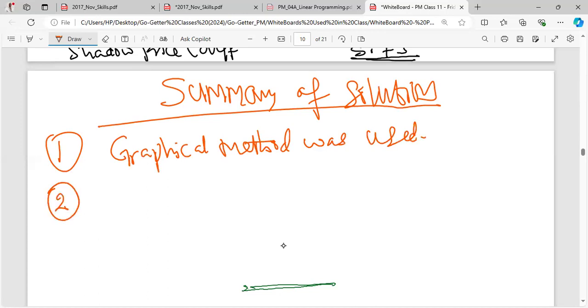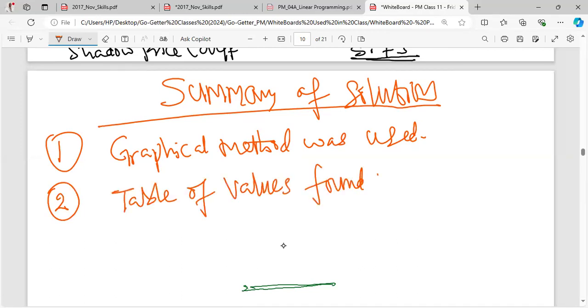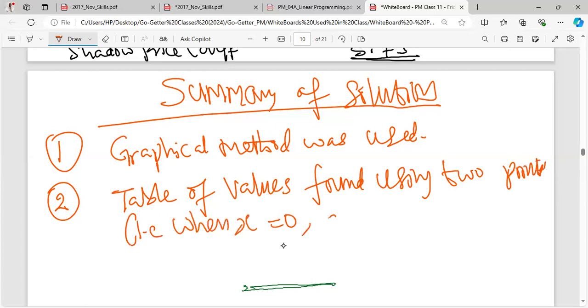2, table of values found using 2 points, i.e., when x equals 0 and when y equals 0.